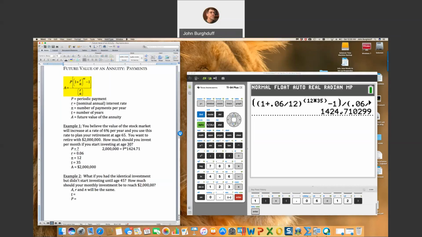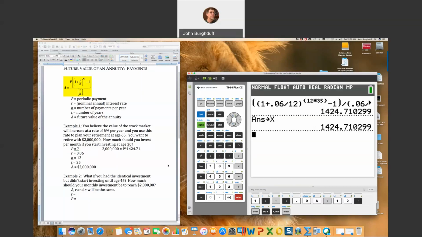Now I could just write down every decimal point, but an easier thing to do by far is to take this number that I've calculated and store it into memory. I do that by clicking the STO button here, followed by a memory location. The simplest one is to use the XT theta N button here. Hit enter, and this quantity has now been stored into the calculator as the value X.